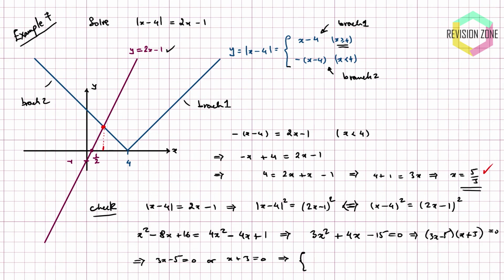We're actually getting two solutions. We're getting x equals 5 over 3, so that's fine. But then we're getting x equals minus 3. And that's clearly not fine because somehow we never got that before. So what's actually going on?